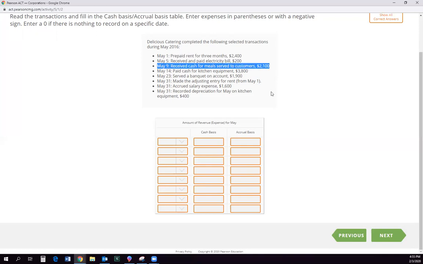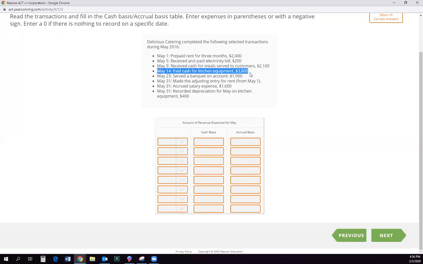On May 9th, we received cash for meals served to customers. So again, because we received cash on May 9th, we'll go ahead and record $2,100 in revenue, or a positive $2,100. And because we've already served the meals to the customer, we've earned it, so we'll also record it as a revenue here, $2,100.